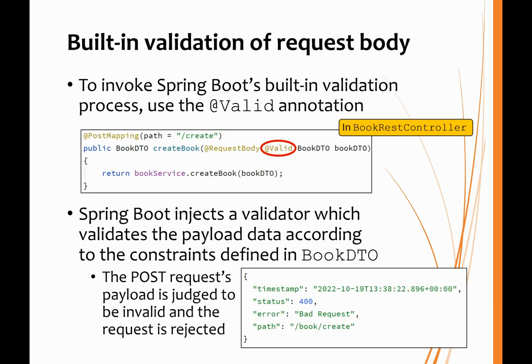To invoke the built-in validation process in Spring Boot, we need to make use of the @Valid annotation. So we're now saying that the request body needs to be a valid bookDTO. And that will trigger the automatic injection of a validator that will validate the payload data that is sent as a bookDTO. And now that data will be validated using those validation annotations in the bookDTO class.